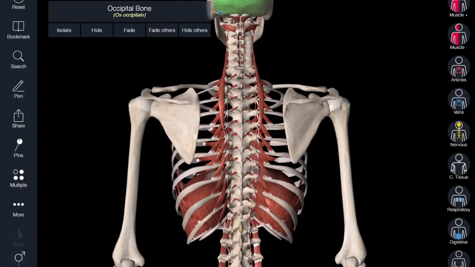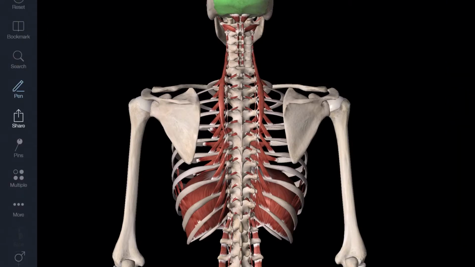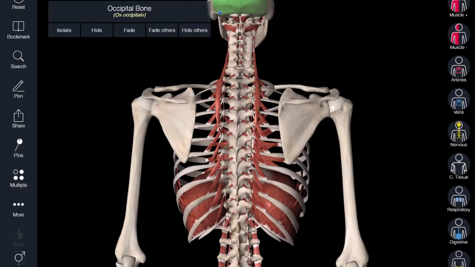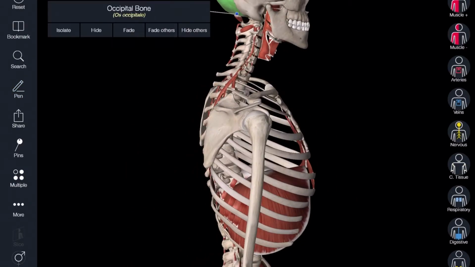And now on this occipital bone, can you see this line across here? A line across there on that side. That's called the nuchal line. It's called the nuchal line because a ligament attaches there, and the ligament that attaches there is called the nuchal ligament.